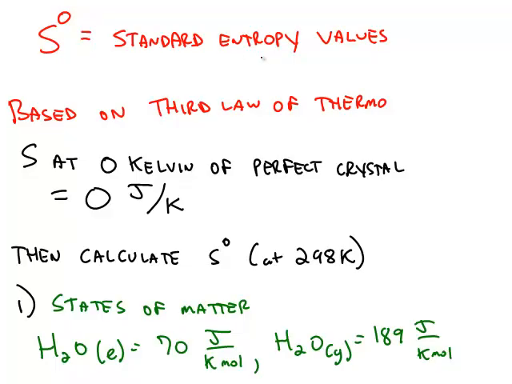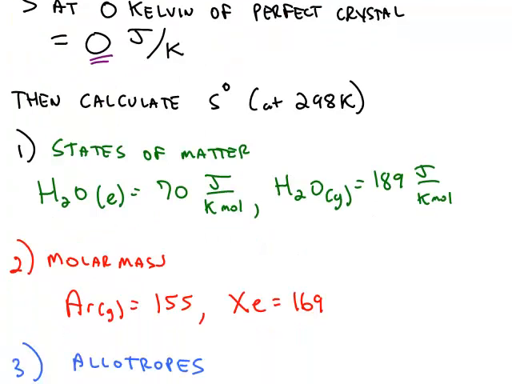Standard entropy values have been assigned to different chemicals, and these values are assigned based on the third law of thermodynamics. The third law of thermodynamics says if you could get to absolute zero, the entropy of a perfect crystal would be given a value of zero. Now, from there, you can do calculations to calculate the entropy value at room temperature. We're not going to go through those calculations in this class.